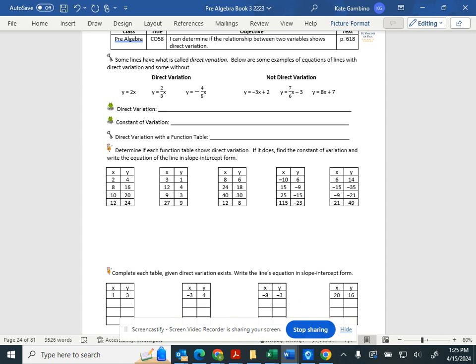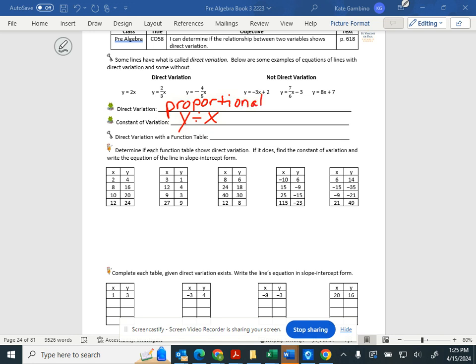Gabe? If you can find y divided by x. So the direct variation means it's proportional. So when we do the constant of variation and we have y divided by x, they all equal the exact same thing because it's proportionate. So direct variation means it's proportional.